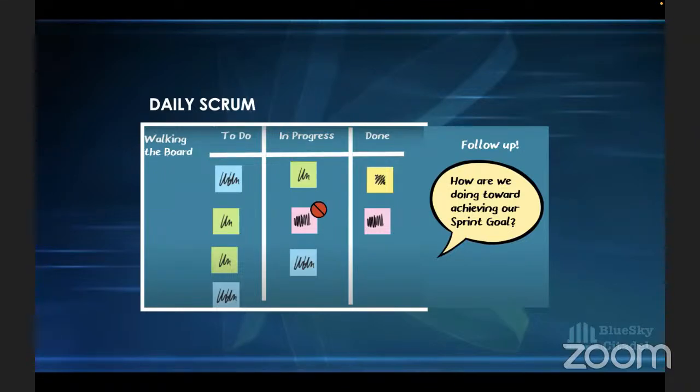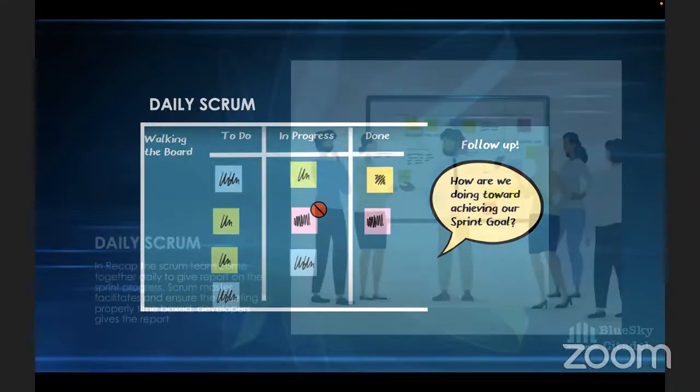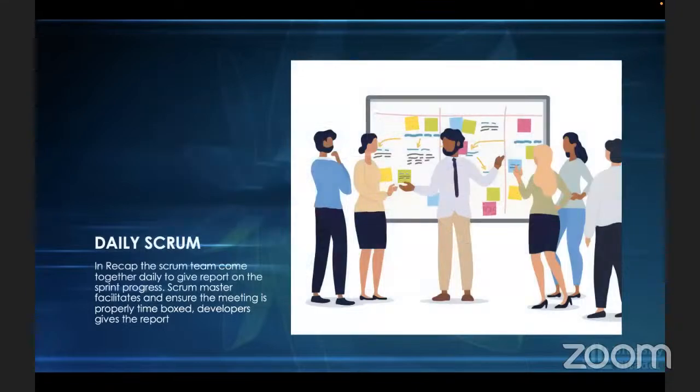It is important that the team talk about how they are doing towards achieving the sprint goal as well, because sometimes this technique may make the team lose focus on the sprint goal. So as a Scrum Master, if you are using this technique for your daily Scrum, just make sure that they are not losing focus on the sprint goal. Make sure that they talk about how they are working towards achieving the sprint goal. So to recap, the Scrum team come together in the daily Scrum to give reports on the sprint progress.